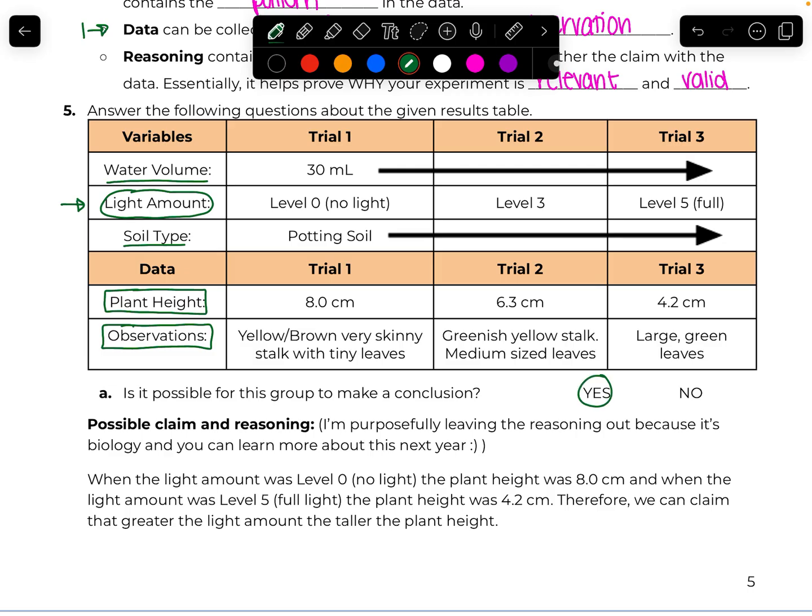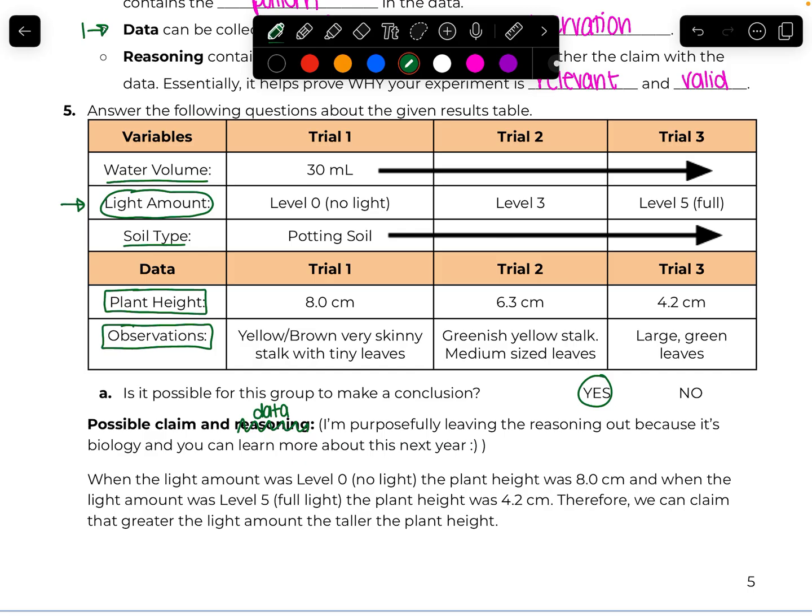So, let me give you a possible claim and reasoning. Oh, this should say possible claim and data. Silly goose me. So I'm purposely leaving out reasoning because this is biology, so you can learn more about this next year. I guess I probably should have chosen something physics related, so that way we could have done some reasoning in it, but oh well, you live and you learn. Okay, so possible claim and data.